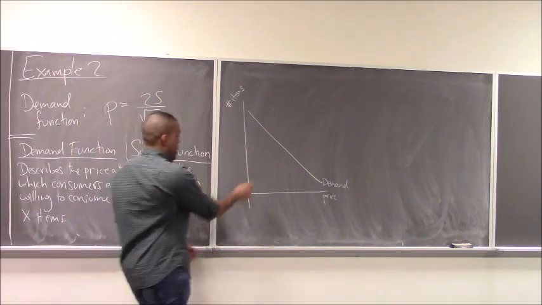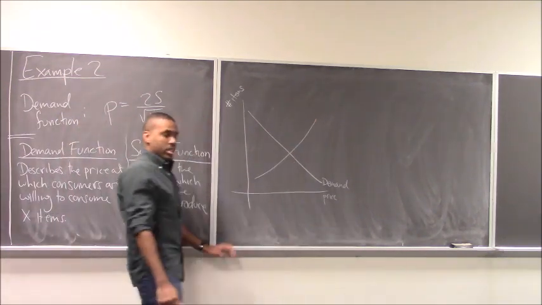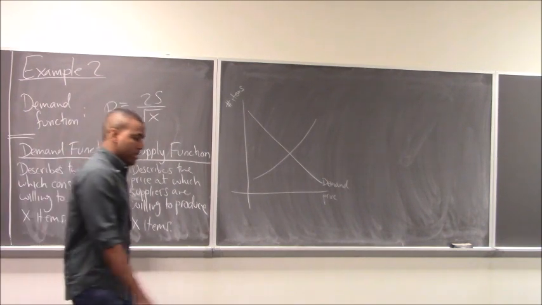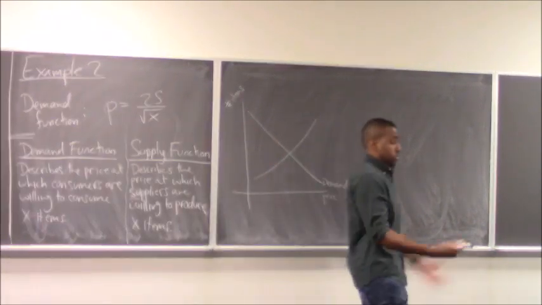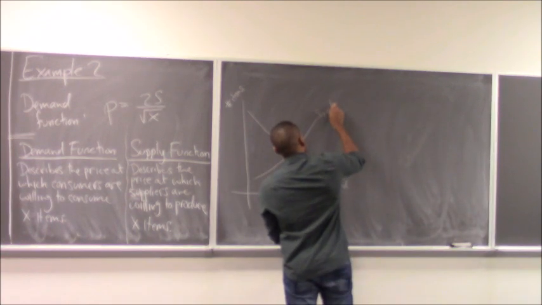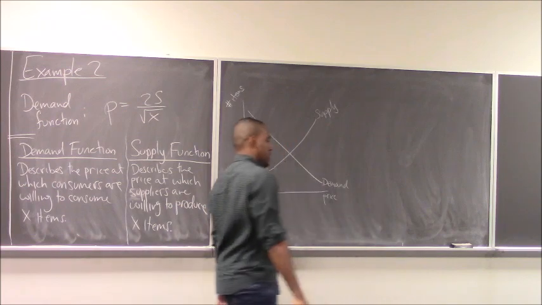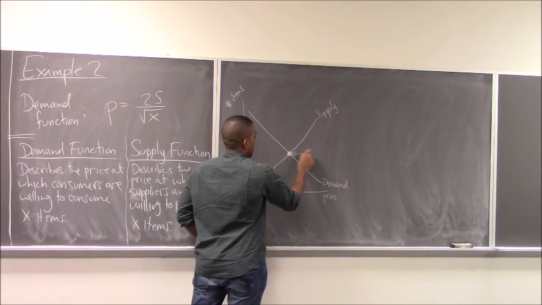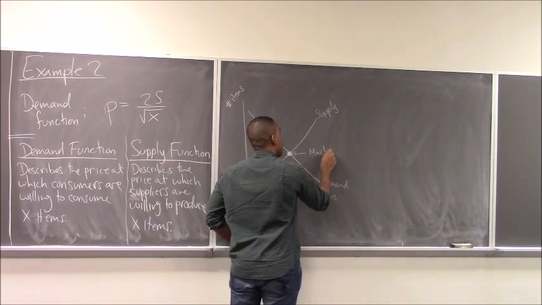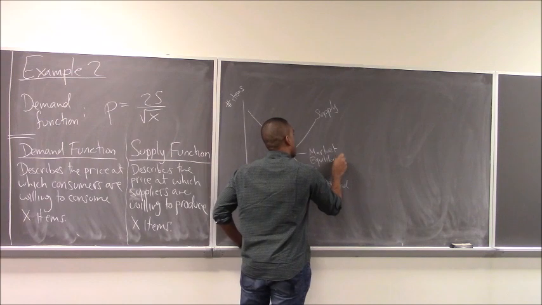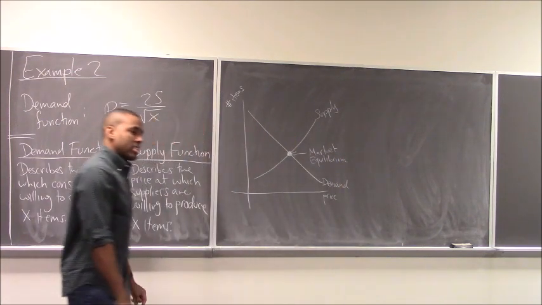The supply function, on the other hand, tends to always be increasing. If you're going to pay more for a product, a supplier will tend to want to supply more so that they can increase their profits. So supply functions are usually increasing. And then there's this magical number right here. This is called market equilibrium. So that's the sweet spot.